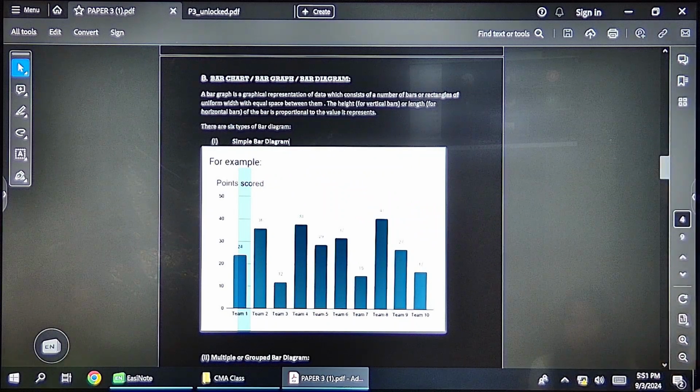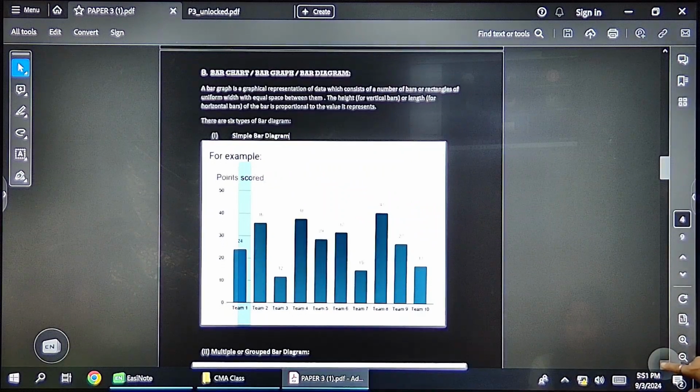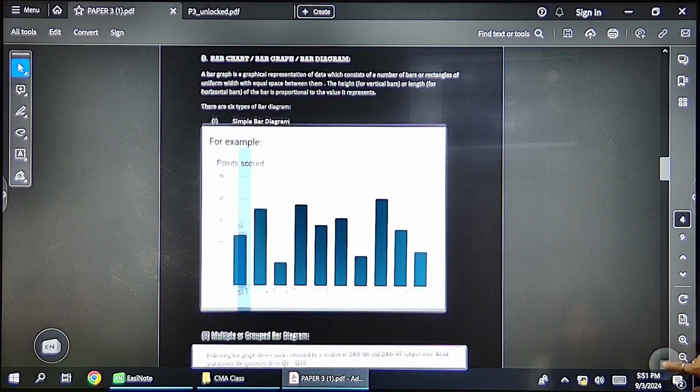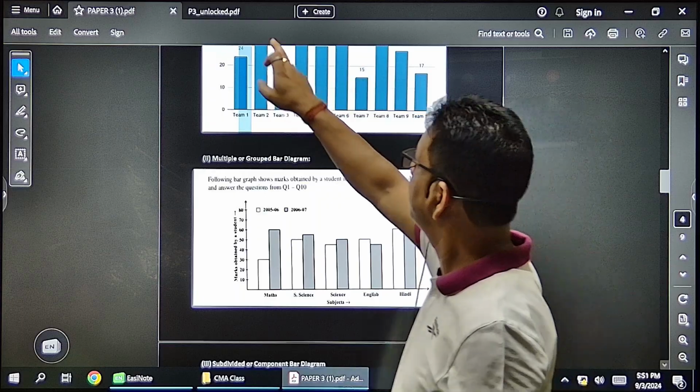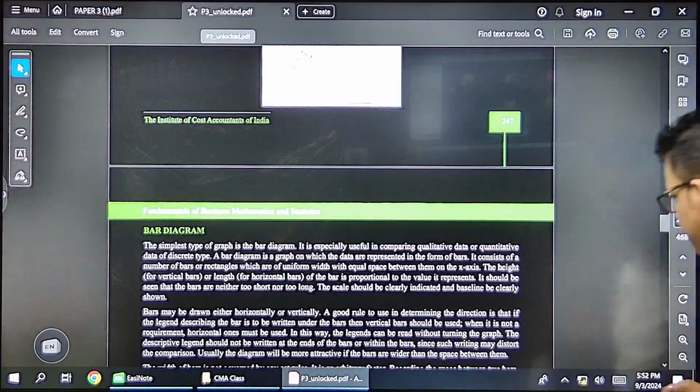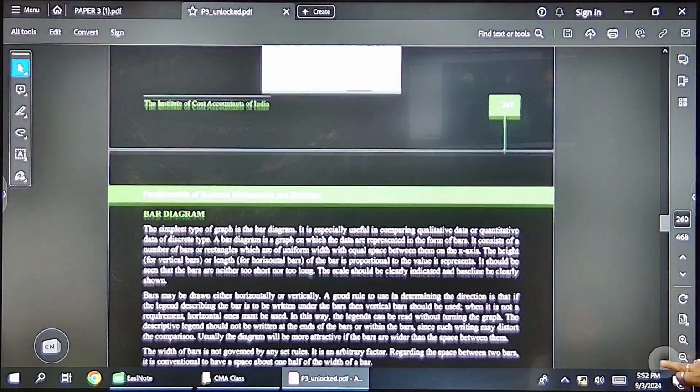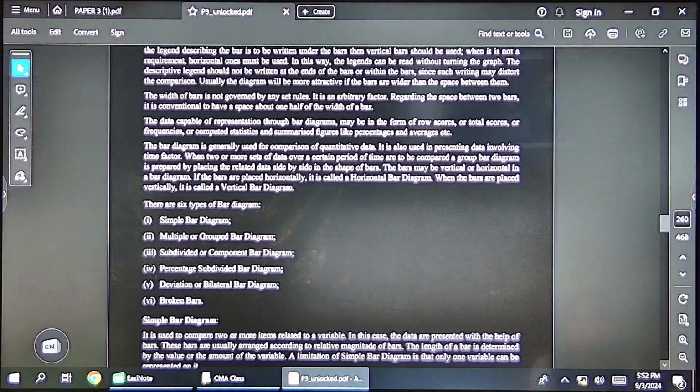But I'm going to show you a few more bar graphs which I think you did not come across before. I think you have come to know this also. I'm going to show you in your paper also. I'll show which bar graphs I'm talking about. There are some bar graphs, these all.